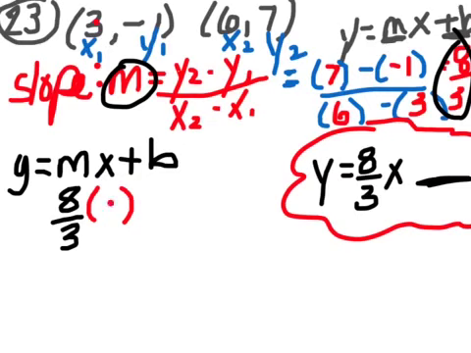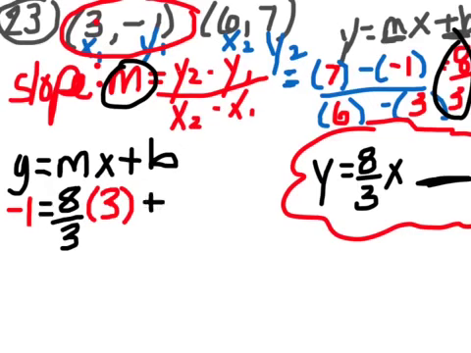If I put a 6 in there, it's still going to cancel out. So either point is going to make the math not so messy. I'm just going to choose the first one. I'm going to choose 3, -1. So the x in that point is 3, and the y in that point is -1. There's an equal sign there. Okay, and then I got to find b. So I'm going to solve for b.